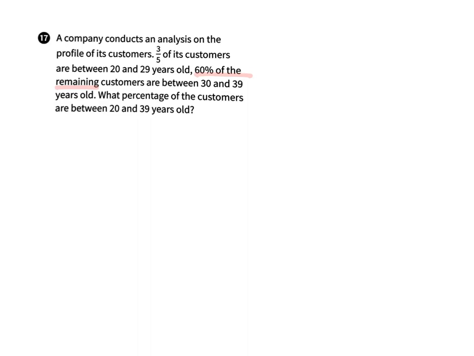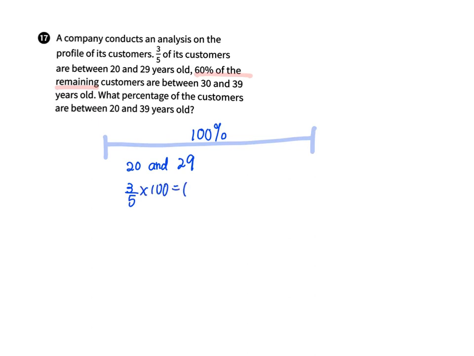So now what we can do is I'm going to draw, for example, the whole. Let this be originally a total. So the total percentage of all the customers is 100%. Now I have between 20 and 29 years old. This one is 3/5, right? So 3/5 out of 100% gives me 60%. So that means 20 to 29 is from here to here, 60%. If this is 60%, that means the remaining over here will be 40%.